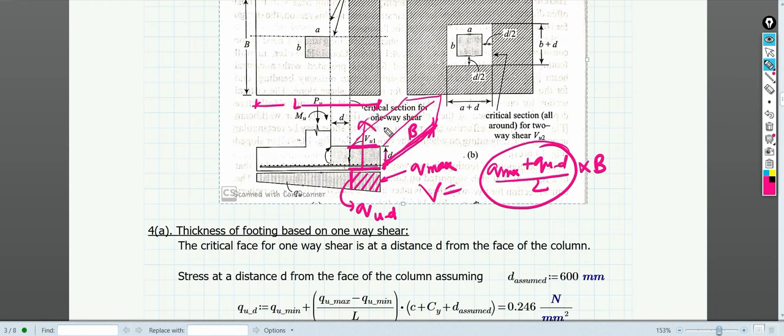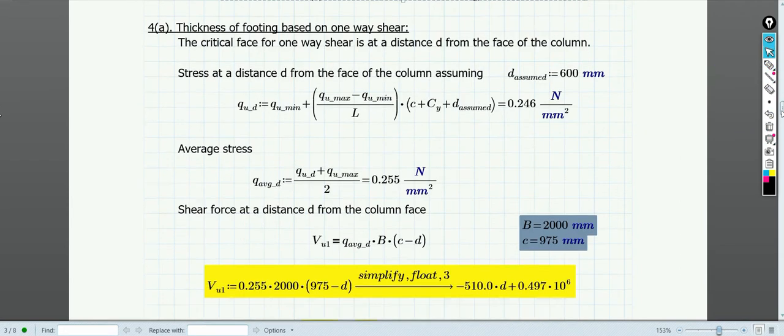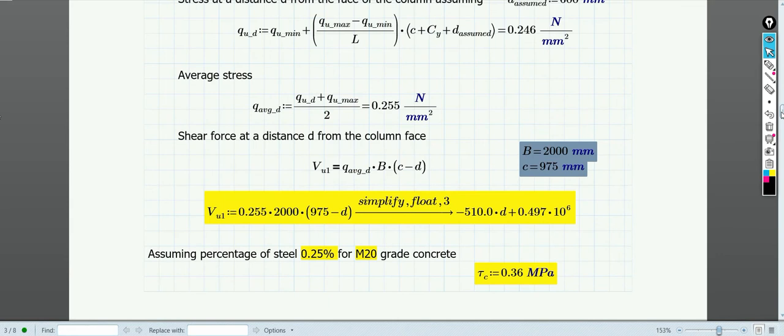Suppose this is V, then V is equal to QU max plus QUD by 2 into B into this length. I'm talking about this length because this is where the stress is acting. So what will be this length? This will be the total cantilever projection, C minus D. D is something we have assumed, that is 600 mm. So you can find out what is the value of V. So that is the shear force that is acting upward, right?